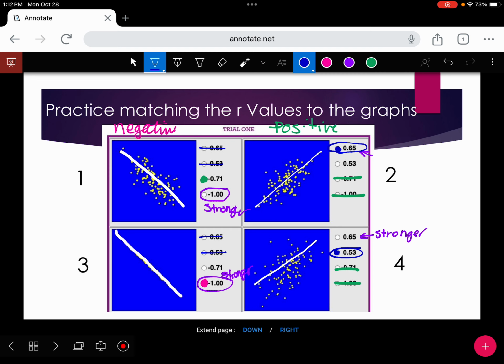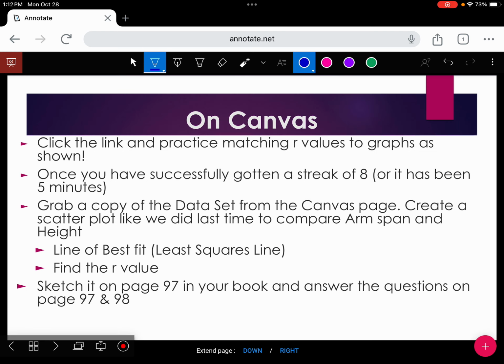Because I'm going to send you to a website that has these, and it's going to pop up random graphs and random numbers for you to try and match them up. It'll have a page just like this, with the same set of numbers for each graph. Okay? So that link is on Canvas, and I believe it is called Practicing Connecting R Values or something like that. And I want you to get 8 graphs right. So go through them. It'll give you 4 at a time. I want you to get 8 graphs right.